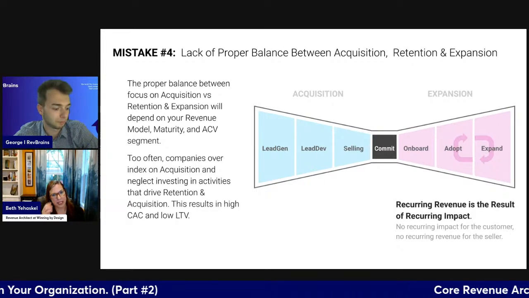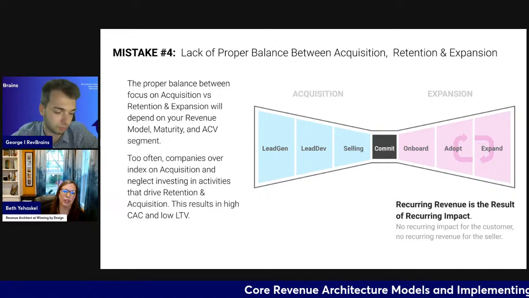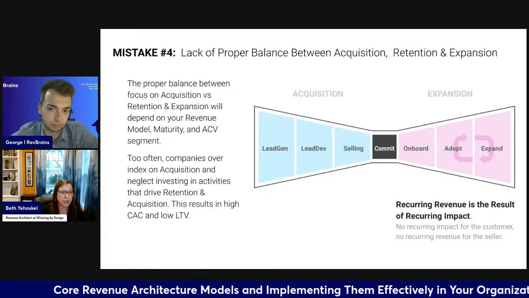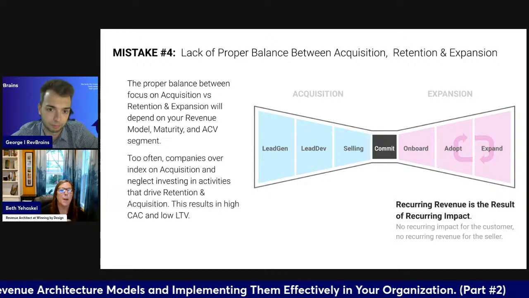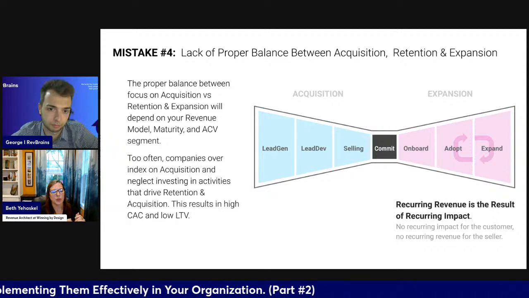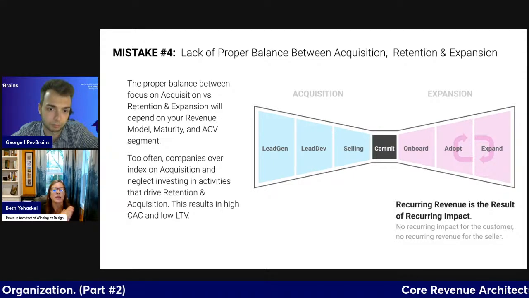But one of the biggest mistakes that we see is companies over-indexing and overly focusing on acquisition, which is important when you're early stage because you need to get customers, of course. But there's a point, and I'll use annual subscription businesses as an example in particular because it's the most common where we see this.